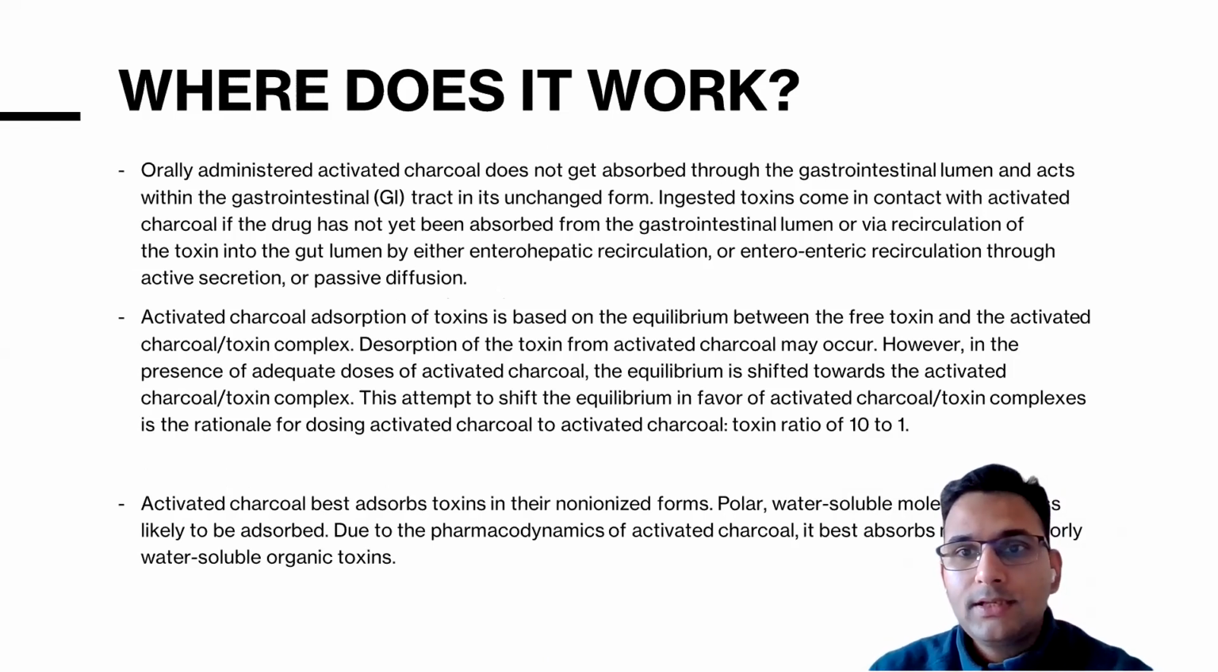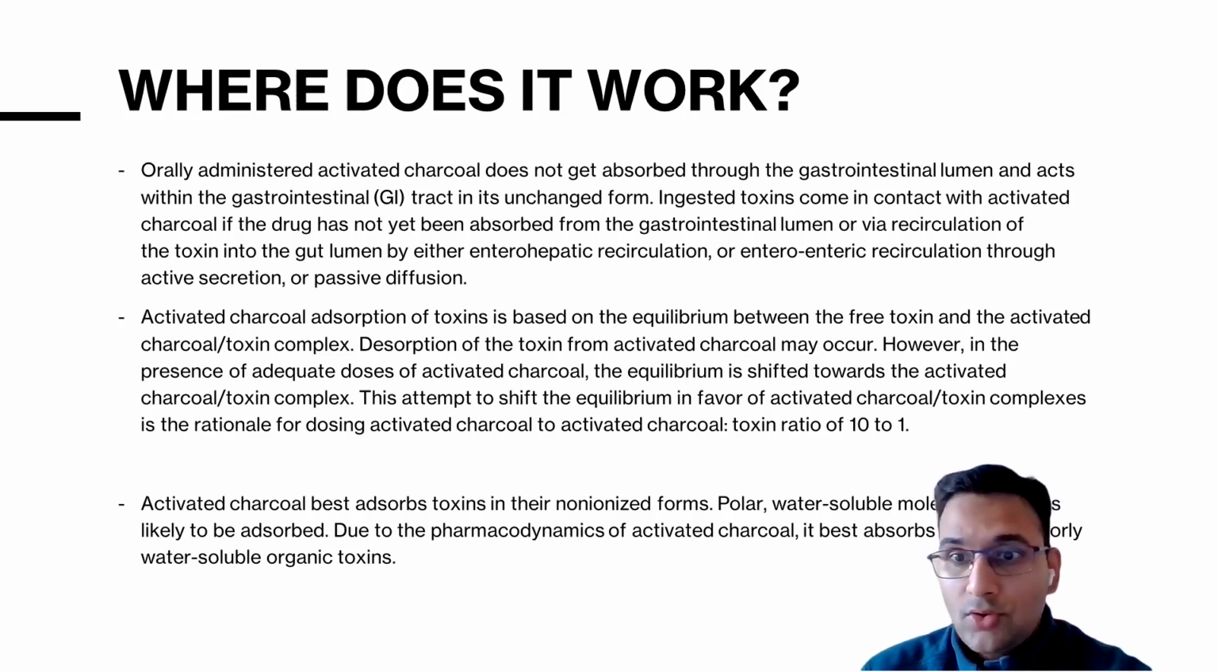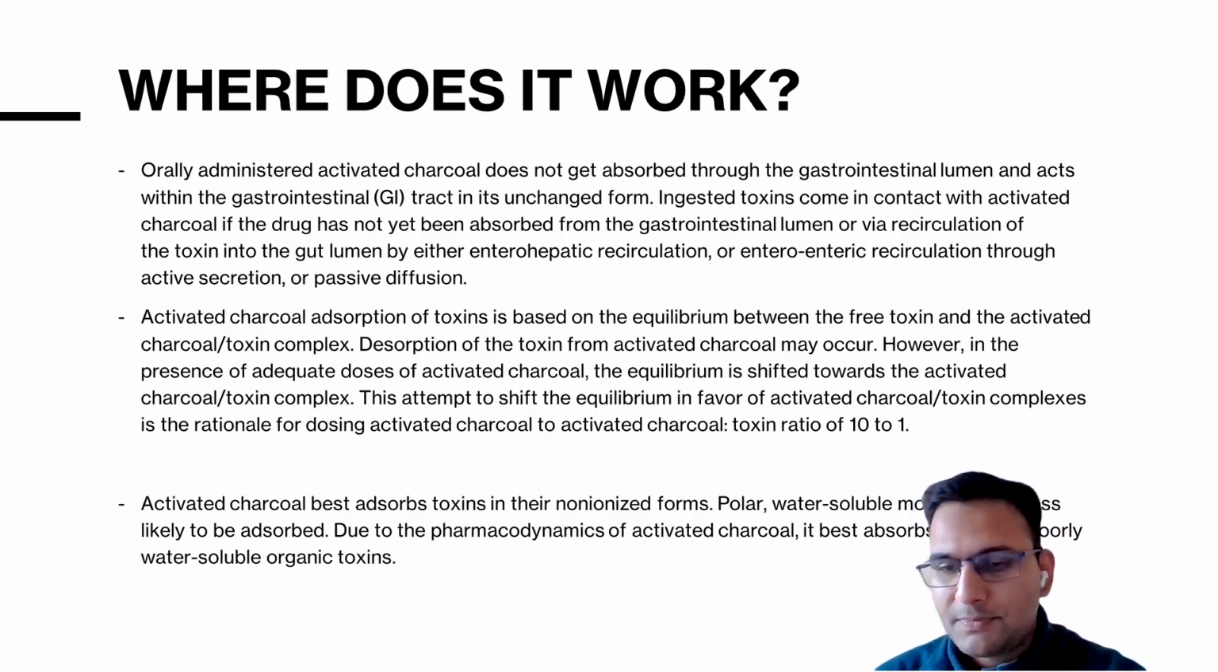Where does it work? Orally administered activated charcoal does not get absorbed through the gastrointestinal lumen and acts within the GI tract in its unchanged form. Ingested toxins come in contact with activated charcoal if the drug has not been absorbed yet from the GI lumen, or via recirculation of the toxin into the gut lumen by either enterohepatic or enteric recirculation, and it's either absorbed via active secretion or passively diffused onto the activated charcoal.